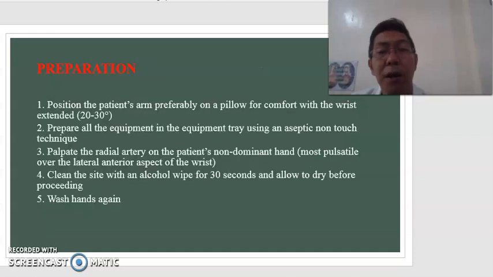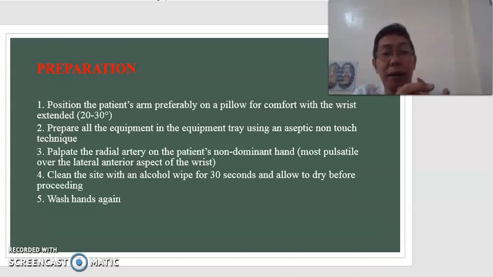So we prepare, of course, the arm of the patient. We place it preferably on a pillow for comfort with the wrist extended 20 to 30 degrees. We have to prepare all the equipment using an aseptic non-touch technique. Palpate the radial artery on the patient's non-dominant hand, most pulsatile over the lateral anterior aspect of the wrist. So dito tayo. Alam naman ninyo ang inyong radial. So you can feel the pulsation there.